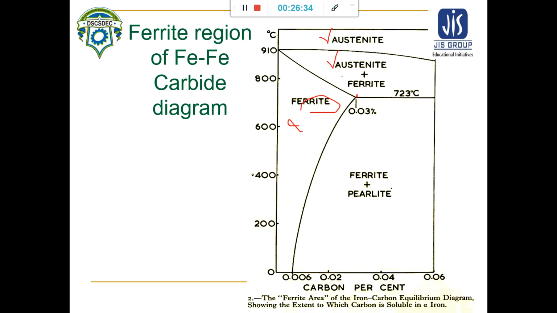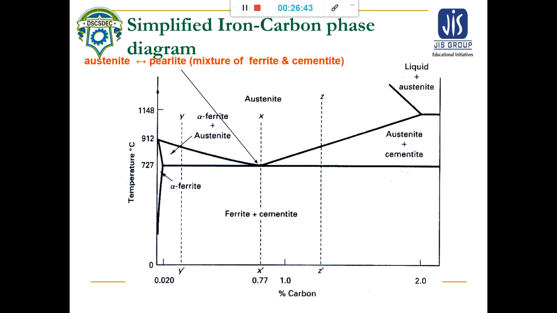Here gamma austenite plus alpha ferrite will be there. There is only pearlite plus some cementite or any other thing. So in that region, austenite to pearlite transformation may occur. In the eutectoid region, see, we are taking that region.